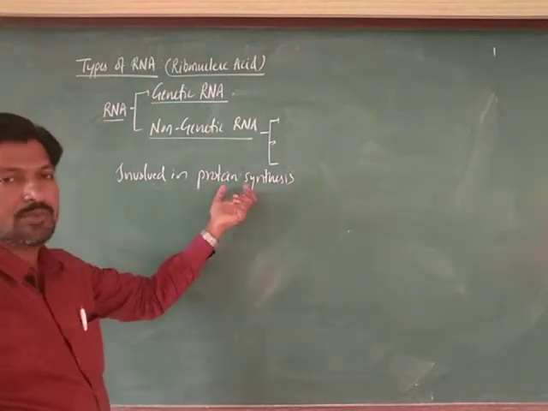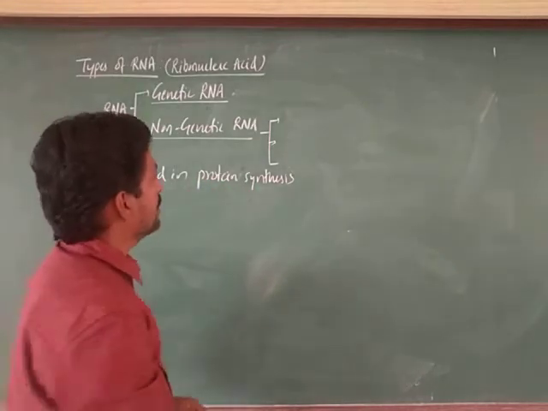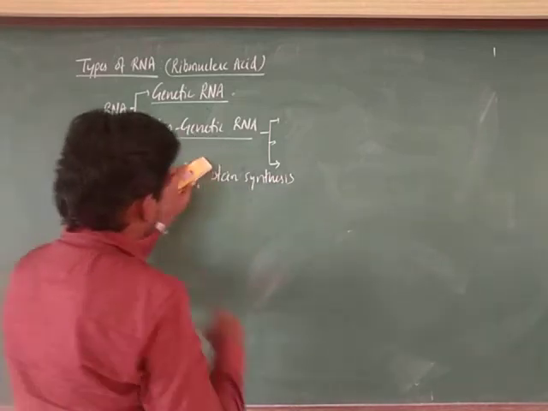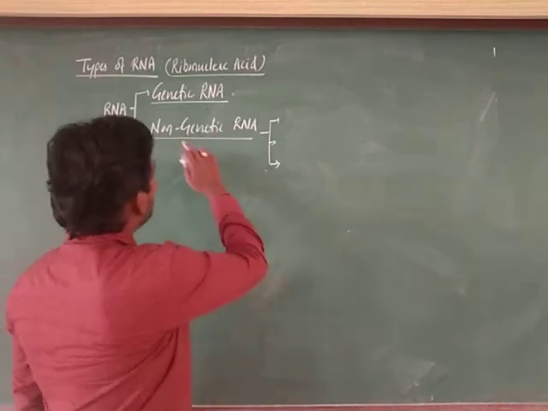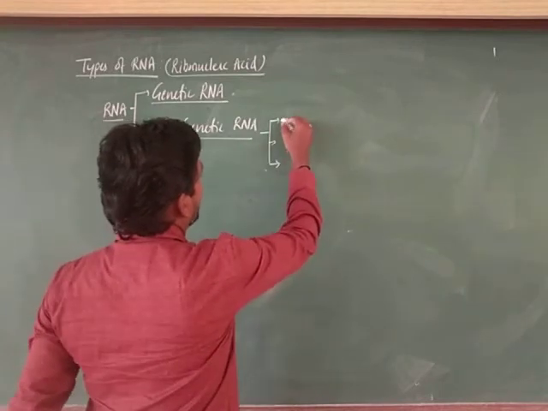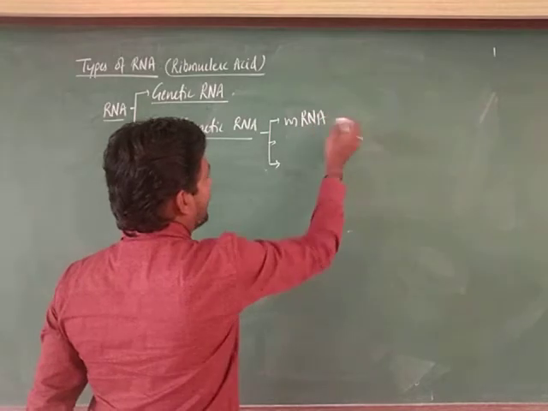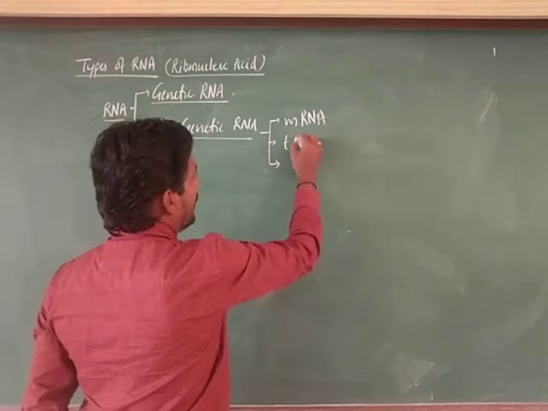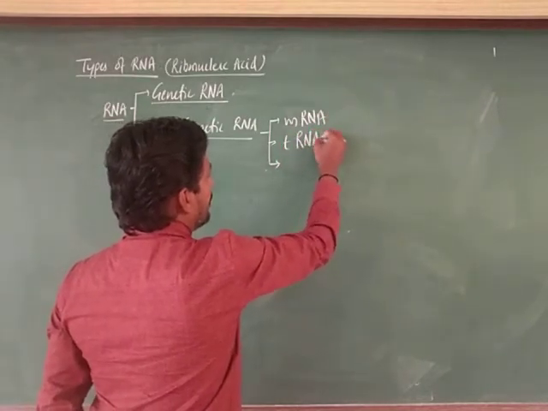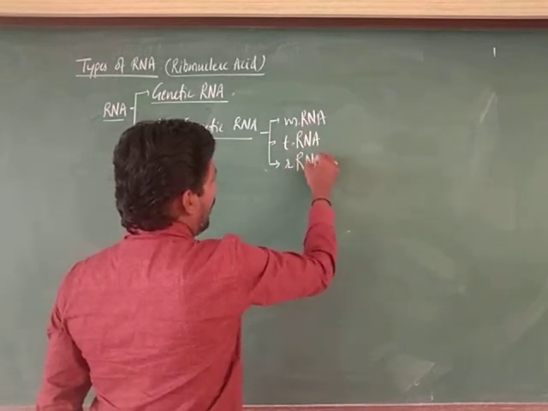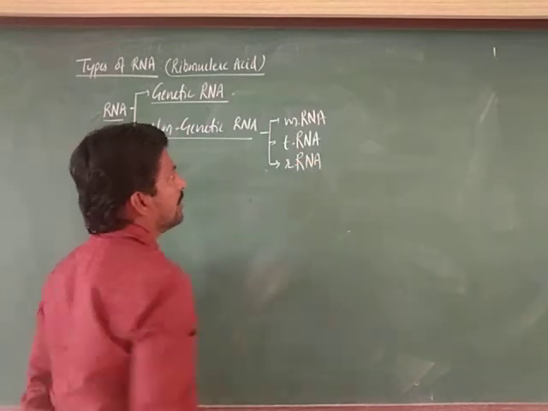It is a big concept. We will discuss it in the next videos, right? See, the major types are here: mRNA, also called messenger RNA. Next, tRNA, and the next one is rRNA, ribosomal RNA.